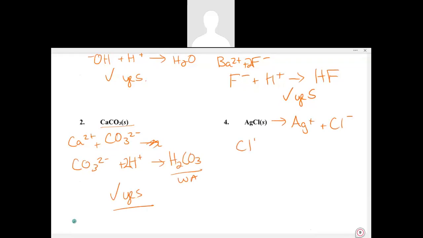In this last case here, we're going to have both silver and chloride ions, and if we were to take this chloride ion and add it to our H+ here, we would get a strong acid, HCl. This would just dissociate or ionize again. So we would actually see a shift back towards our salt. This would have a left shift, and this we would say no.